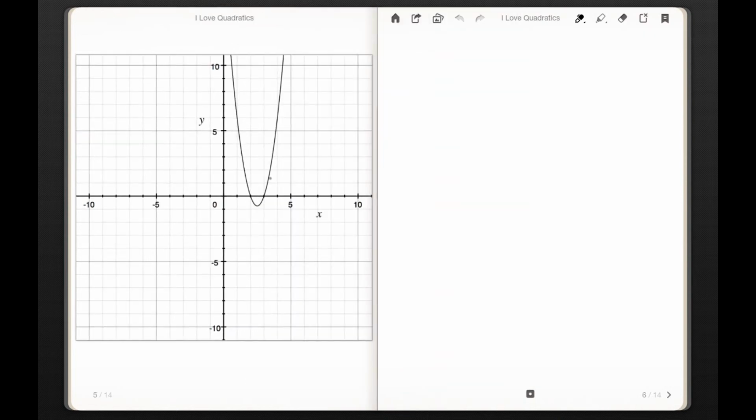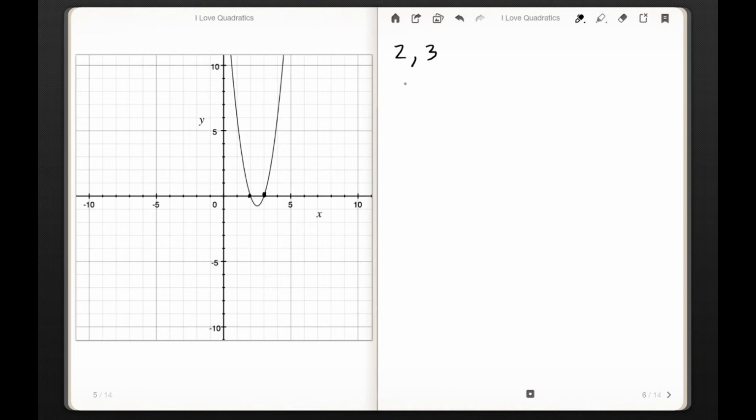Okay, now this one's going to be a little different because here we don't have a vertex. We don't exactly know where that is. It's somewhere in between these points. But we do have two roots that we can easily see right here. These would be 2 and 3. So the roots are 2 and 3.